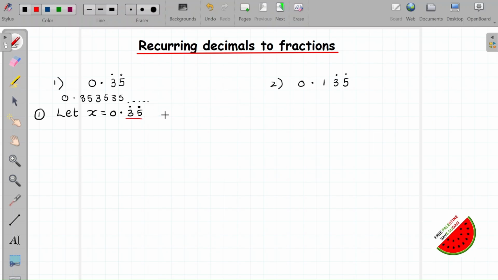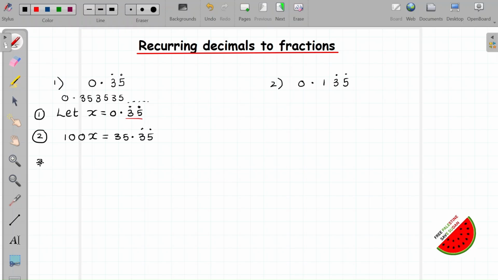Okay, so I'm going to use one multiplication to get another number, which will only have the numbers 3, 5 after the decimal point, 3, 5 recurring. Since there are two digits that are recurring over here, I'm going to multiply by 100. So 100x is equal to 35.35 recurring.